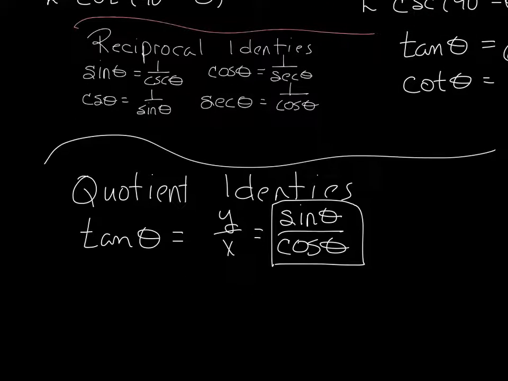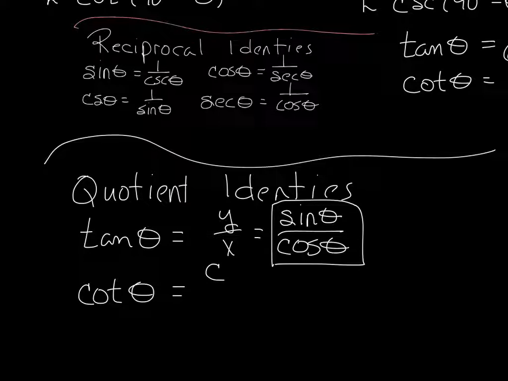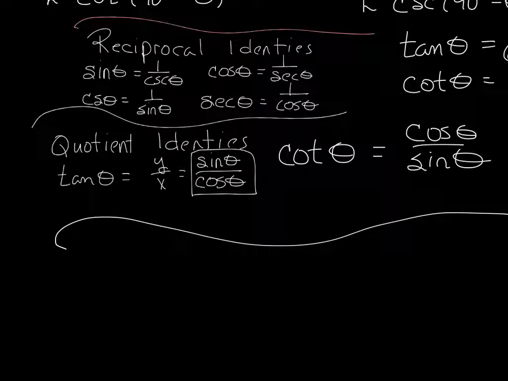And the other one that we will use is the cotangent of theta. What do you think that might be? If the tangent and cotangent are reciprocals, cosine over sine. We have our Pythagorean identities.